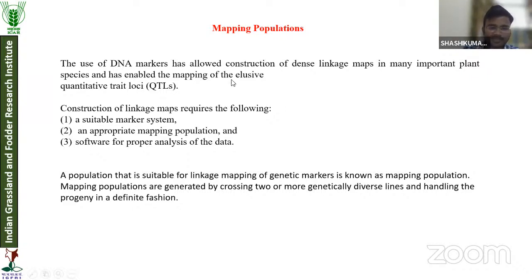So for that, different types of mapping populations are there. So what are mapping populations? The population which is suitable for linkage mapping of the genetic markers is known as a mapping population. Mapping populations are generated by crossing two or more genetically diverse lines and handling the progeny in a definite fashion. This linkage map is important for identifying QTL regions, or mapping quantitative trait loci. For construction of a linkage map, you need a suitable marker system, either SSR, SNP, RAPD, or RFLP, and you should have an appropriate mapping population and the software for proper data analysis.